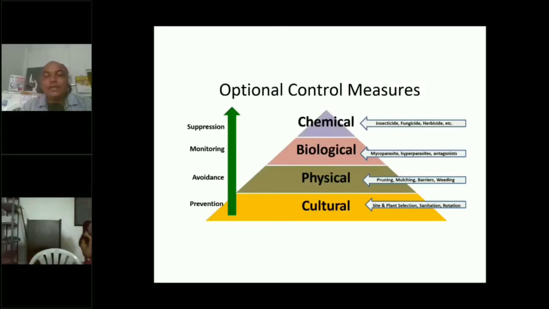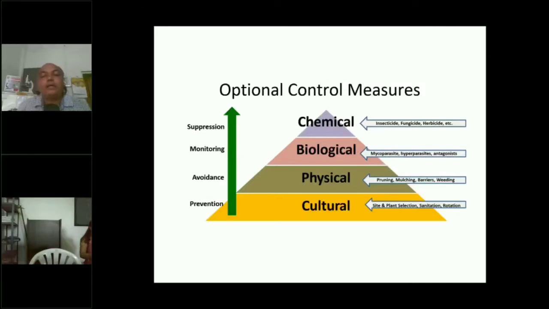We have cultural methods like site selection and sanitation, and crop rotation, which is very useful, which will alter the life cycle of the pathogen. That's why this cultural method will help to reduce the disease. In physical methods, we have pruning, mulching, barriers, weeding. Weeds also act as alternate hosts, and if we remove them, we will break the life cycle of the pathogen. If you break the life cycle of the pathogen, then it will not develop secondary inoculum. That's why physical methods are also very important.